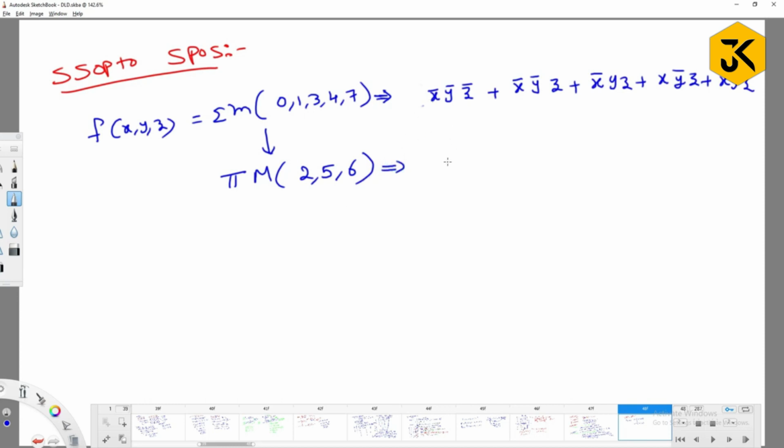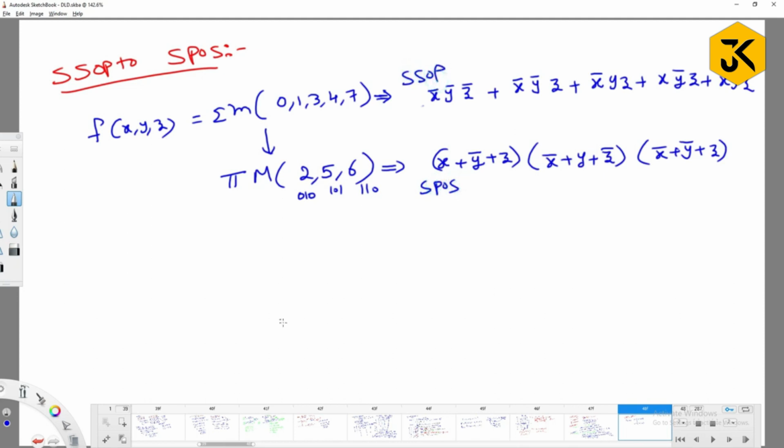And if you observe it in product of sums, this will be like 0 1 0, right? 0 means x plus y bar plus z, and 5 means 1 0 1, which is x bar plus y plus z bar. 6 means 1 1 0, which is x bar plus y bar plus z, right? This is the standard product of sums, where the standard sum of products was given.